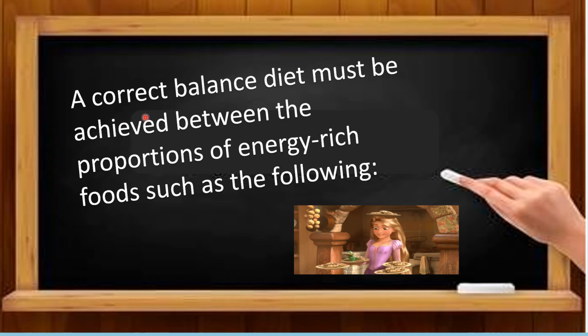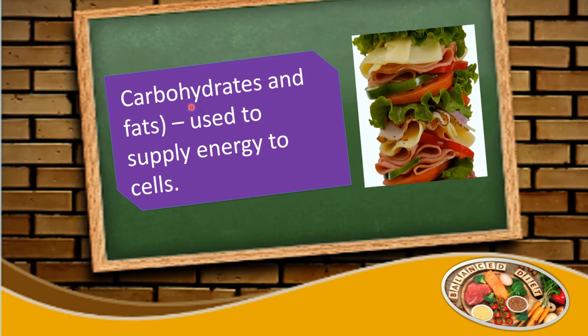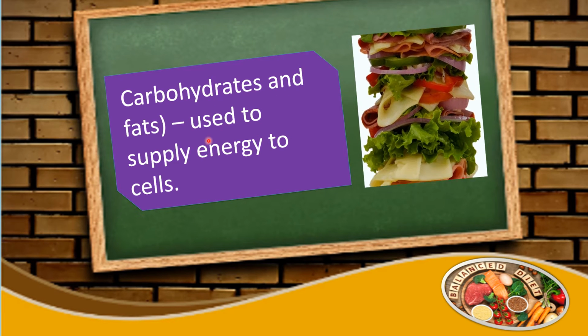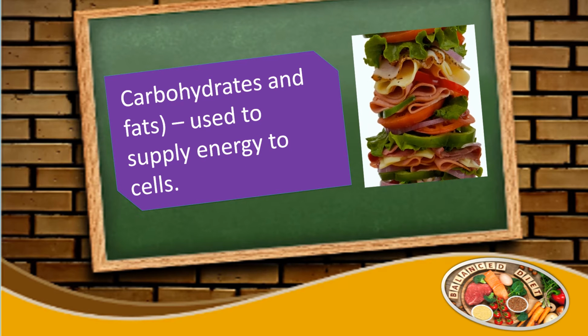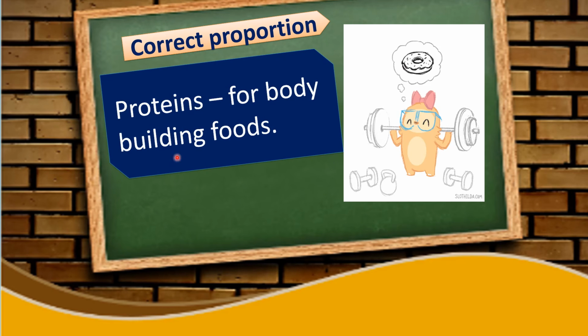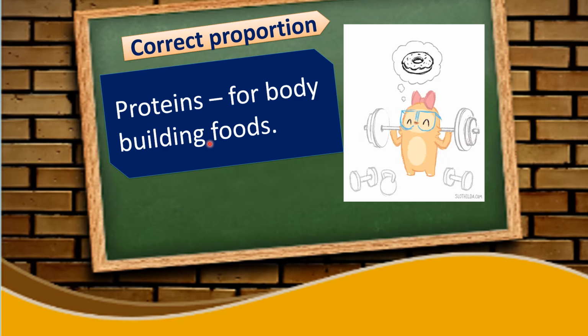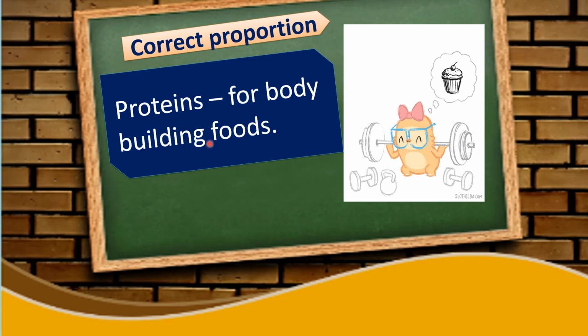Again, a correct balanced diet must be achieved between the proportions of energy-rich foods such as carbohydrates and fats, which are used to supply energy to cells. Next, the correct proportion of proteins, because proteins are used by our body for building. Foods rich in proteins include eggs and meat.